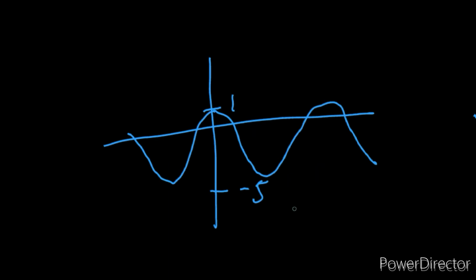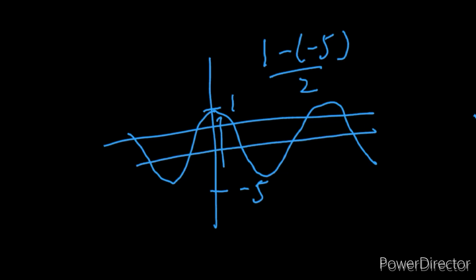The last example, let's say we've got a graph and it ranges from -5 until 1. How do we find the amplitude? We take the highest value, which is 1, minus the lowest value, which is -5. And then we divide it by 2 because the amplitude is always half of the total distance. This is going to be 6 divided by 2, which is 3. So the amplitude is 3.